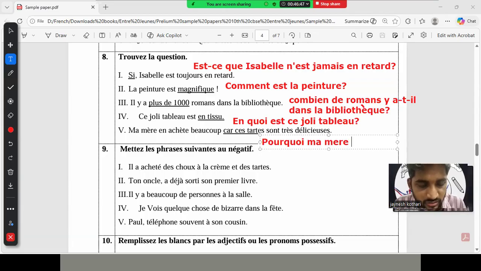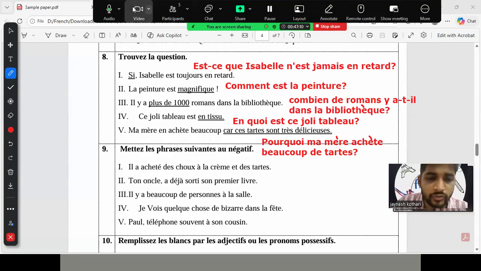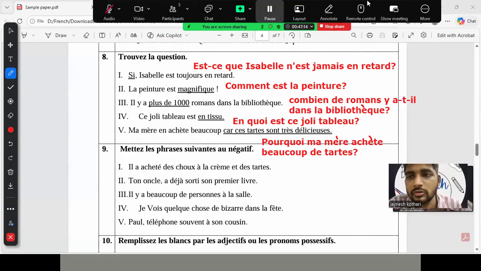"Pourquoi ma mère achète beaucoup de tarte?" Question mark. Why is my mother buying a lot of tart? Done. Students, that's it. I'm doing only question number 8 for now. Okay, you can copy this down. Your time starts now.